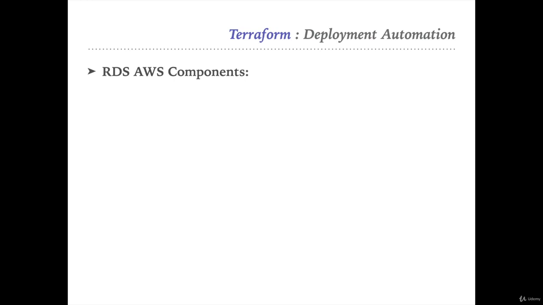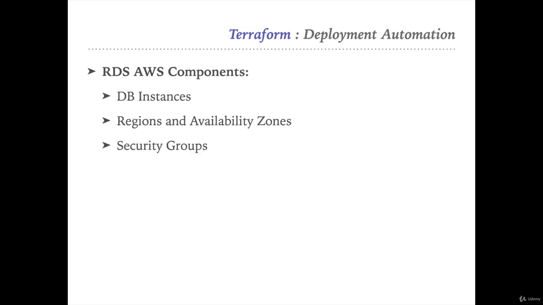Here I'm listing a few components of the AWS RDS. The first is the DB instances. Then we have the regions and the availability zone, which I told you. Then we have the security groups, the DB parameter groups, and the DB option groups. So these are the components which will be required whenever you create the RDS service in Amazon.